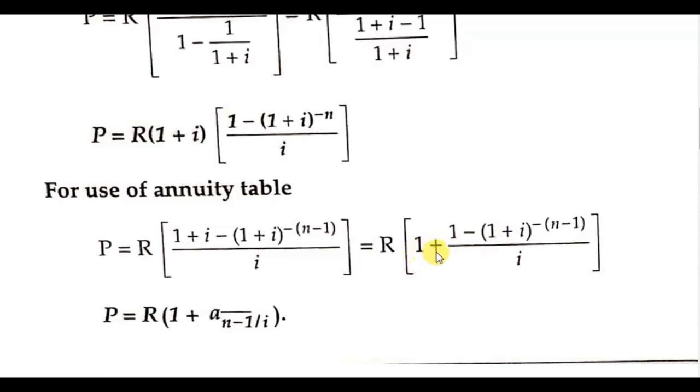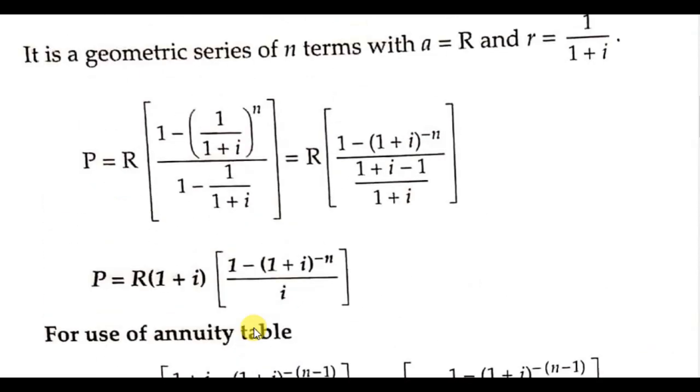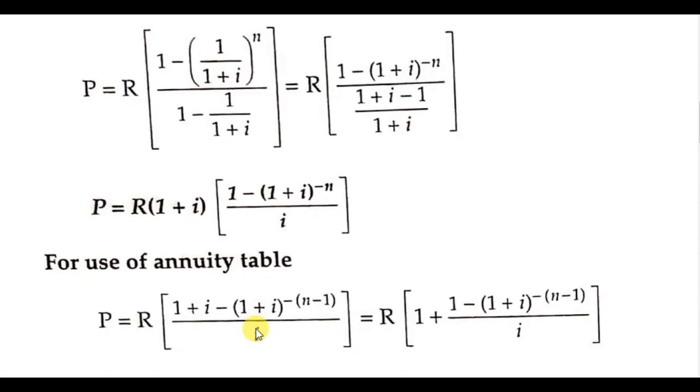For present values we use small a in annuity tables. Remember this formula, it is one of the formulas you have to remember. So for present values we represent this term as a with n minus 1 by I, where n minus 1 is the power of 1 plus I, and I is the rate of interest. This representation is also very important. Got it? The present value.